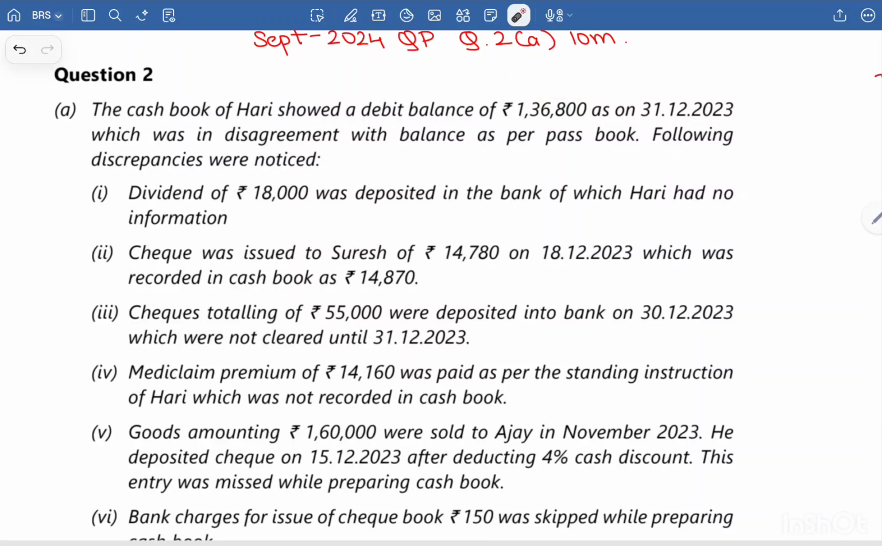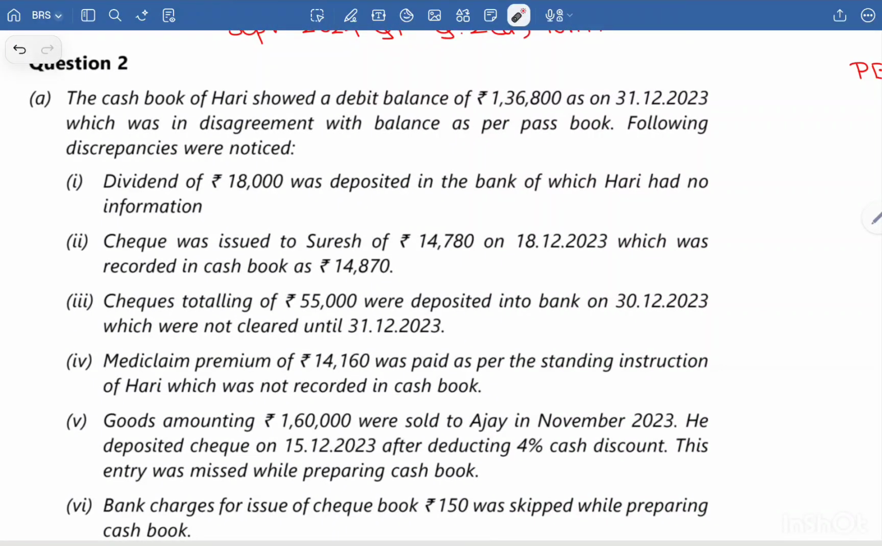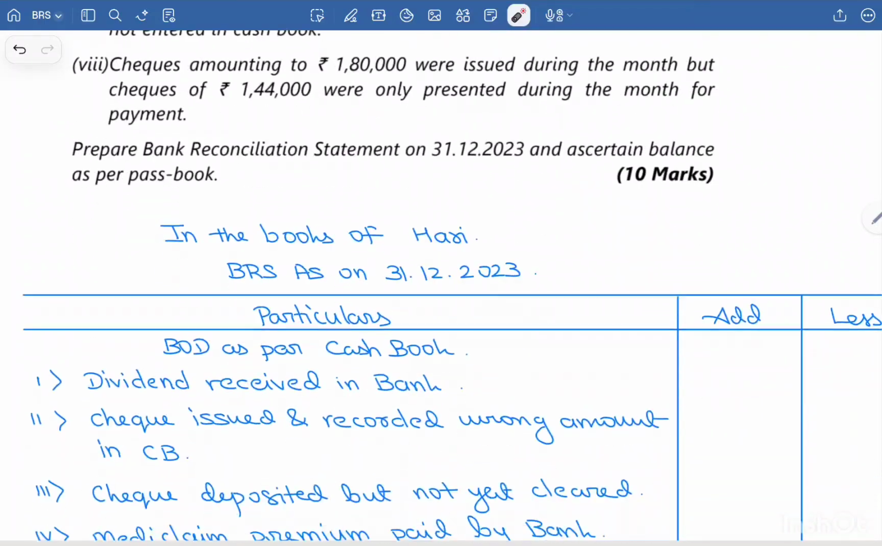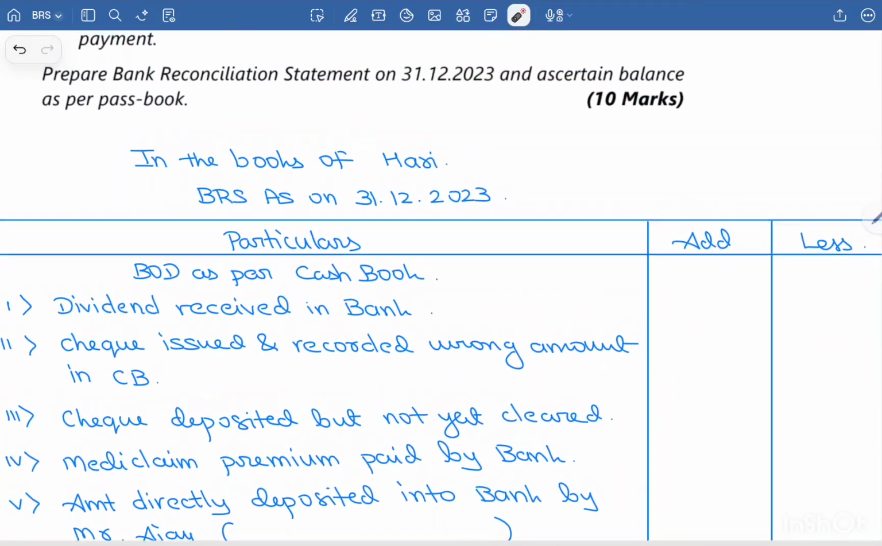So this is my base. So cash book will be considered as base which can be altered. Next, as on 31st December 2023, which was in disagreement with the balance as per passbook. So passbook balance is not equal to cash book balance. There are various reasons for the difference. The discrepancies were noticed. First one, dividend of rupees 18,000 was deposited in the bank, of which Hari had no information. Before analyzing that, let us write the first point.